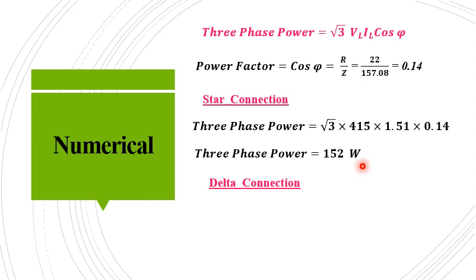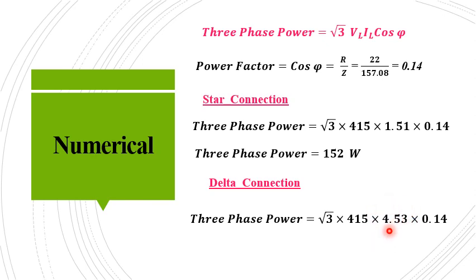Similarly, in the delta connection, the three-phase power will be root 3 VL IL cos phi. But here the difference is that the IL value is 4.53 amperes. Substituting, we will be getting three-phase power equal to 455.86 watt. Here we can see that for the same supply voltage, the delta connection can deliver more power than the star connection.